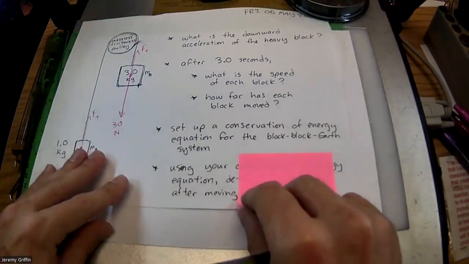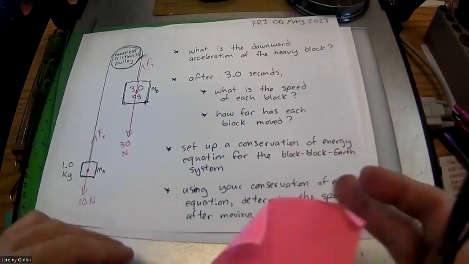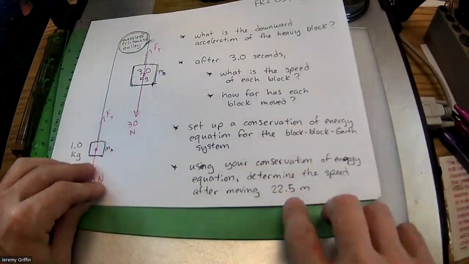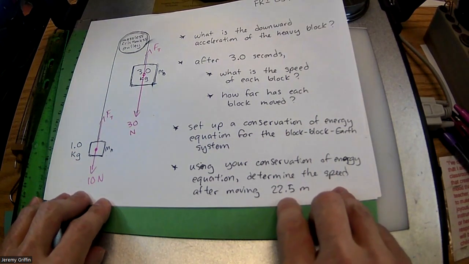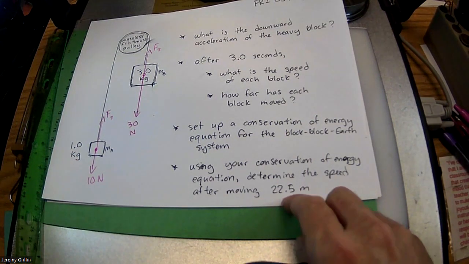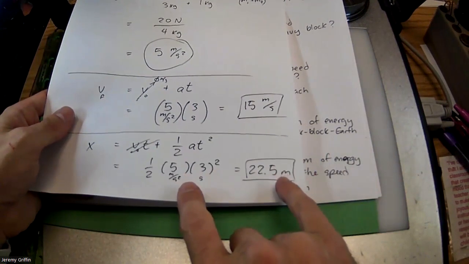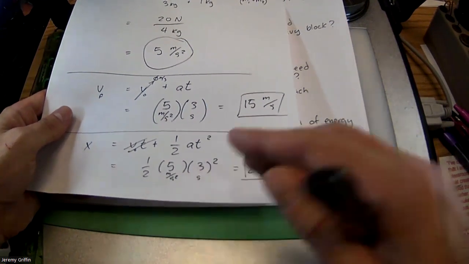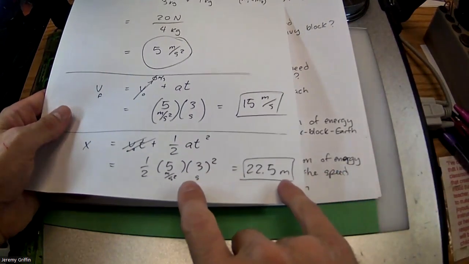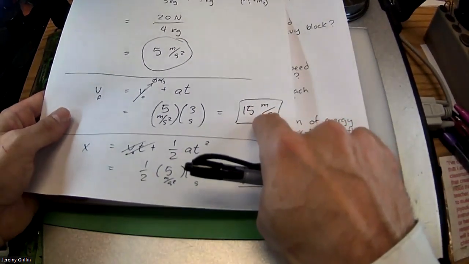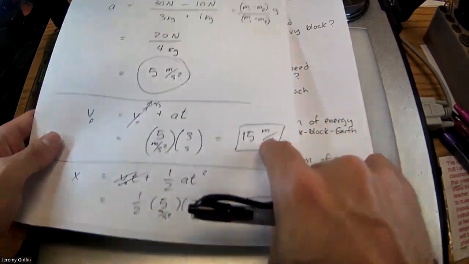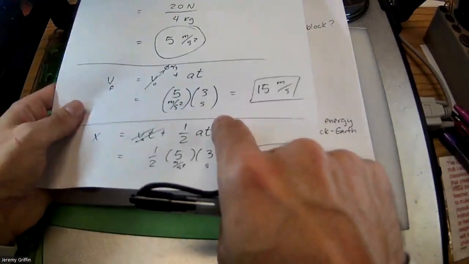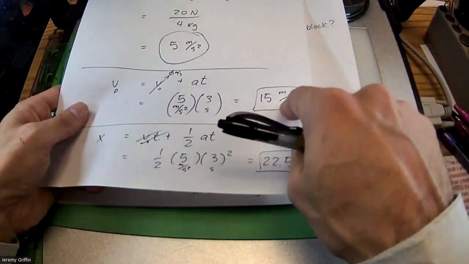Let me uncover this last question because I want you to solve something. I need to give you one more number before you can solve anything. Using your conservation of energy equation, determine the speed after moving 22.5 meters. That's exactly the target distance we're interested in. So what does the answer to this question have to be? What's the speed after that distance? 15 meters per second. And how much time did it take to get there? 3 seconds. In 3 seconds, it moved this far, this fast.